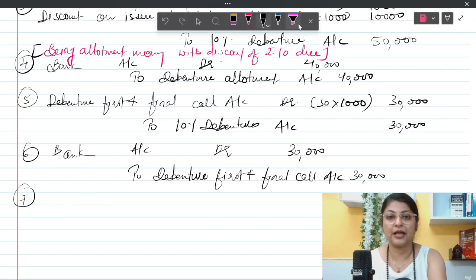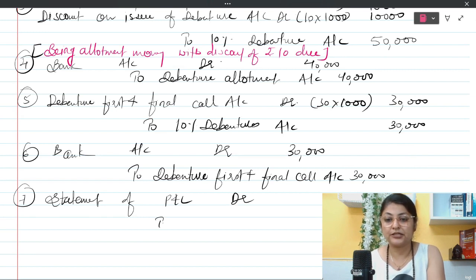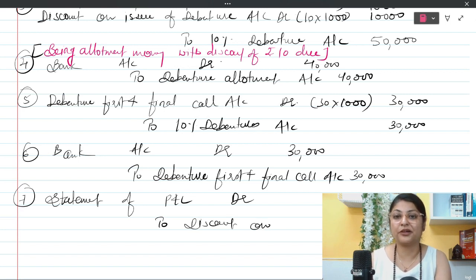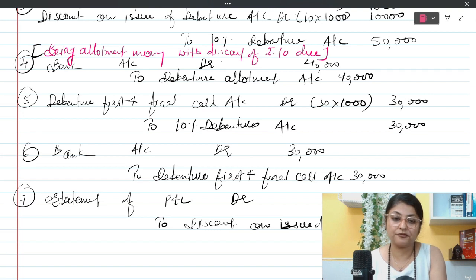So we'll write the name as statement of profit and loss account debit. Statement of P&L debit, to discount on issue of debenture. From here it will be written off. It can be written off from security premium reserve also, but for that specific information has to be given in the question. We are writing off 10,000 rupees from discount on issue of debenture.